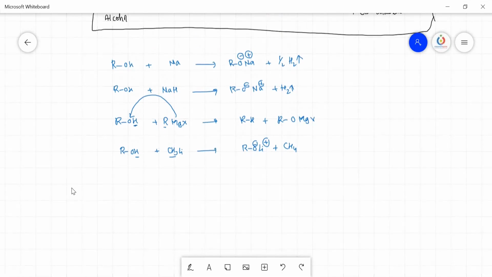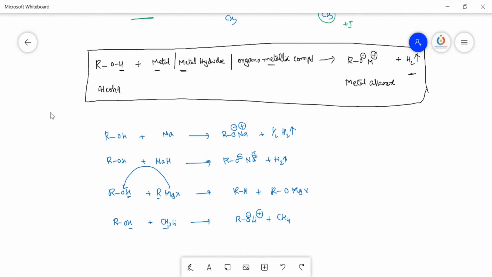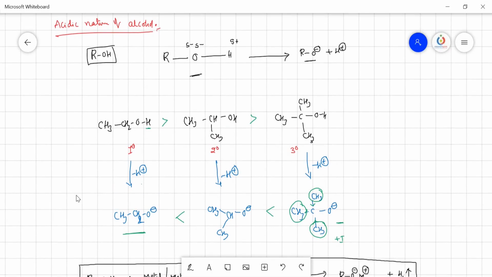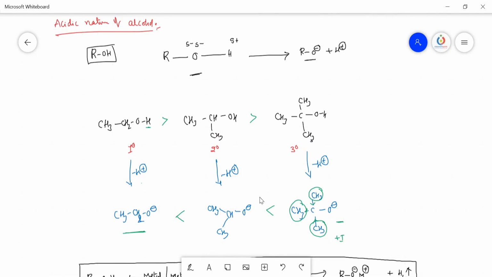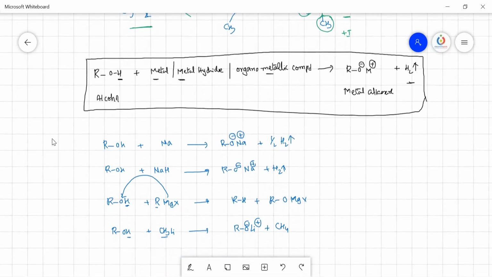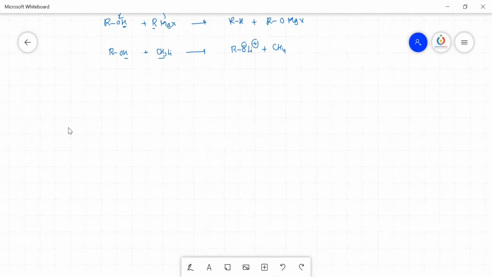So these are the best examples for the acidic nature of the alcohols. Here I described both the acidic nature and the basicity of the alkoxide ions, because the basicity of the alkoxide ions is so important in elimination reactions. So this has to be remembered.